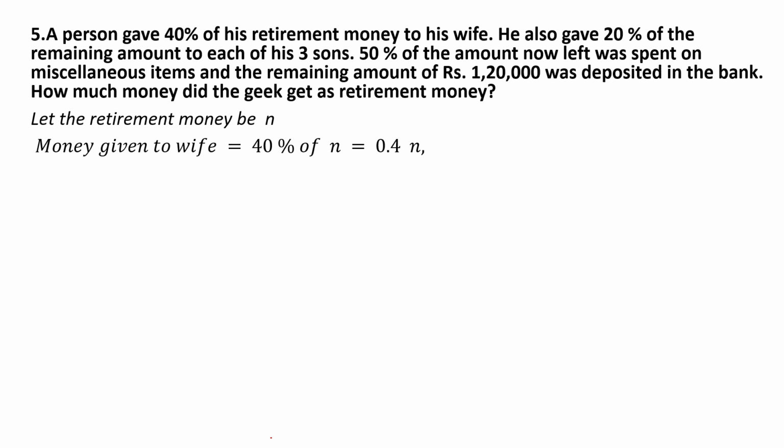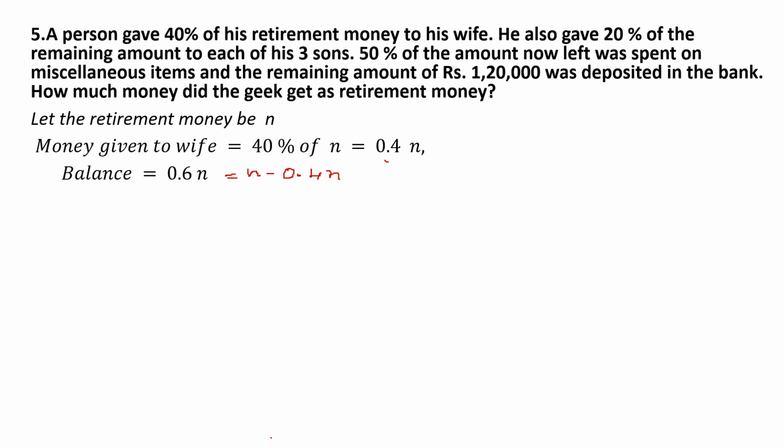So money given to wife is 40%. So 40% of n is 0.4n, 40 by 100, so 0.4n. So the remaining amount, our balance after giving, is n minus 0.4n, which is equal to 0.6n.